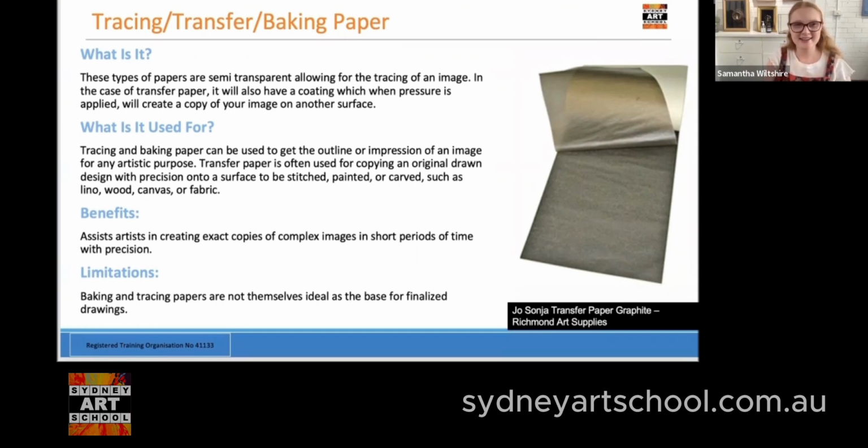So of course, the benefit is that it creates really close to exact copies of complex images in short periods of time with precision. And the limitation is that baking and tracing papers are not themselves ideal as the base for finalized drawings.